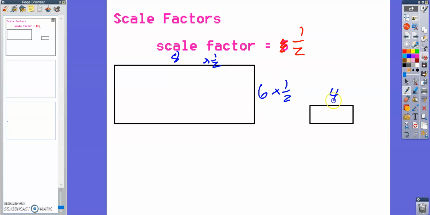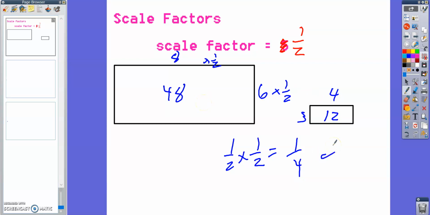8 times 1/2 is 4. 6 times 1/2 is 3. The area of this new one is 12. The area of the old one is 48. And want to know the scale factor? Scale factor times itself, scale factor for length times width, is 1/4. 12 is 1/4 of 48. So that does check out that way as well.